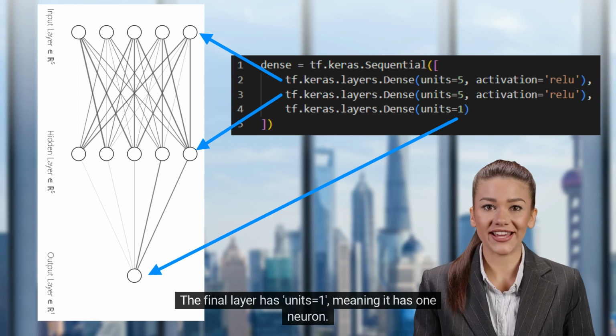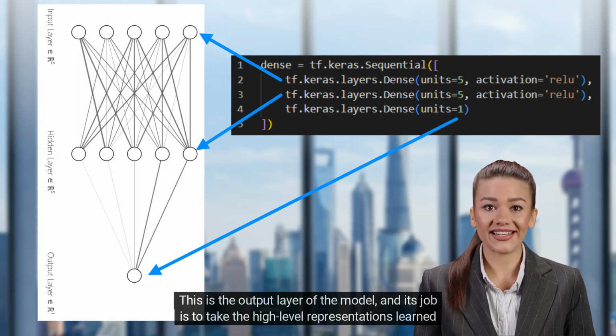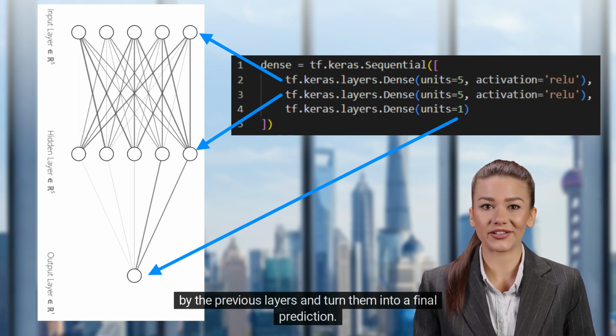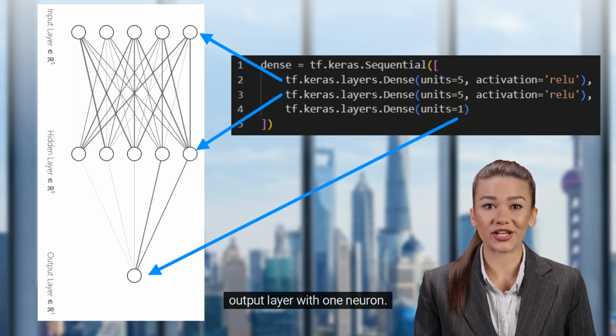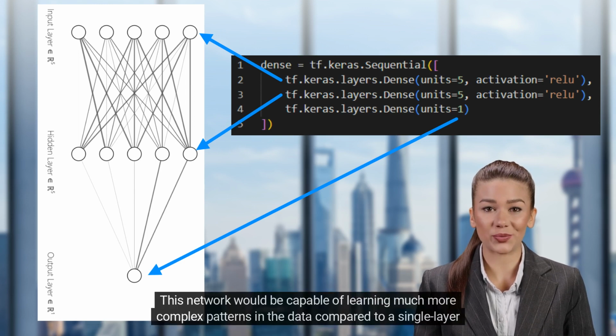The final layer has units=1, meaning it has 1 neuron. This is the output layer of the model, and its job is to take the high-level representations learned by the previous layers and turn them into a final prediction. In essence, this code is creating a neural network with 2 hidden layers, each with 5 neurons, and an output layer with 1 neuron. This network would be capable of learning much more complex patterns in the data compared to a single-layer network.